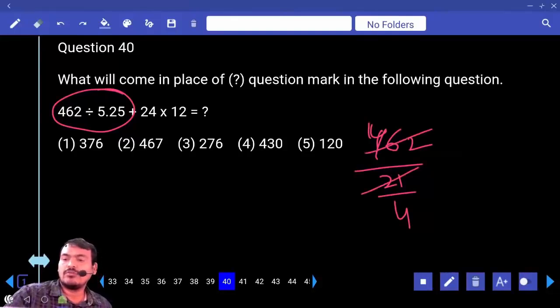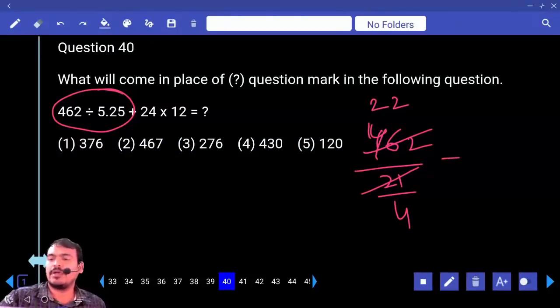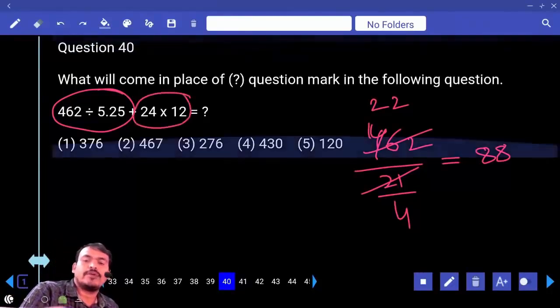What is the 21 two times? 42. What is the remaining value? 42. Again 2 times, or not? It will be 22 by 1 by 4, which means it will become 22 four times. How much? 88. Next, 24 into how much value do we need?